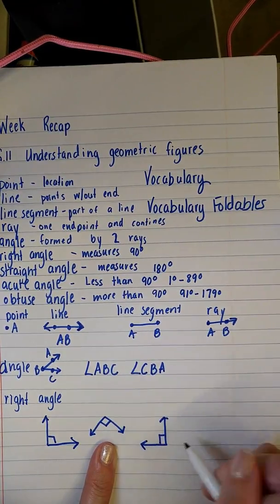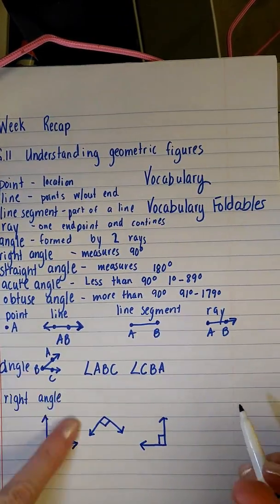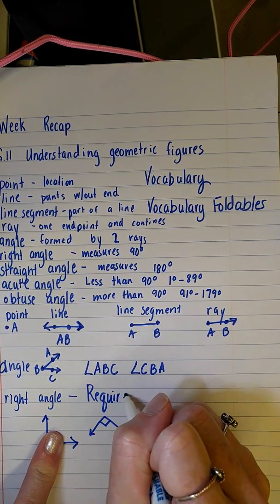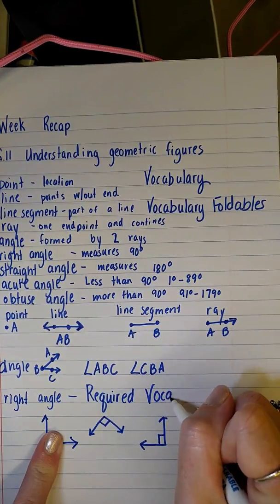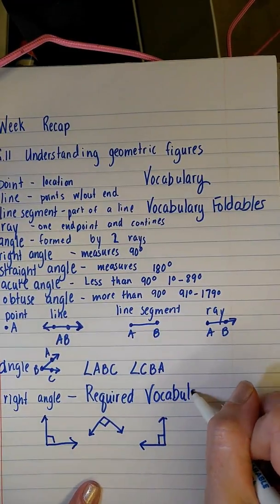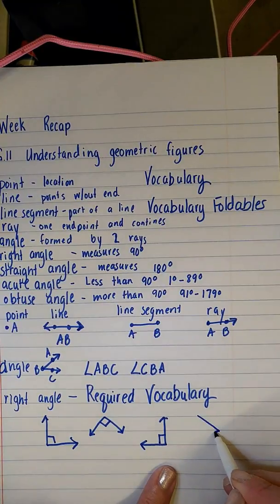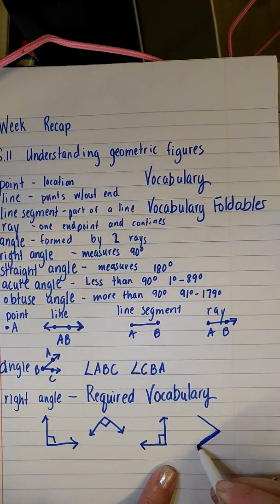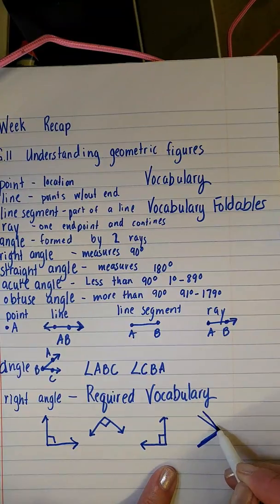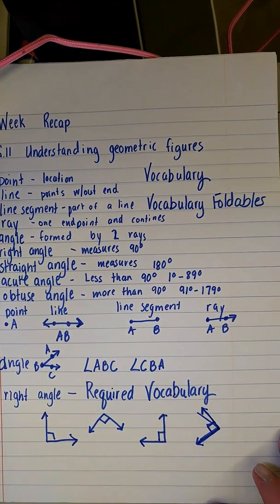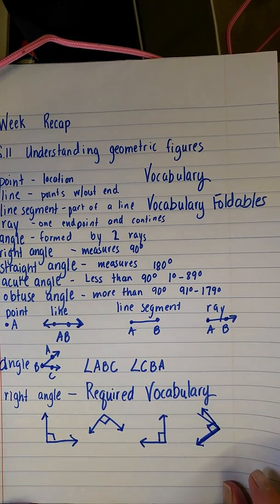So they need to realize that that right angle, which is required vocabulary, this is part of the standard, they must be able to identify a right angle. It could be like this. Oops, that's not very right angle. There we go, that's more of a right angle. Don't mind my rough drawings. These all represent right angles, and that they need to make sure that they're aware of.